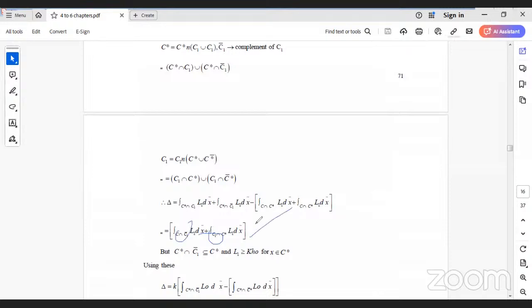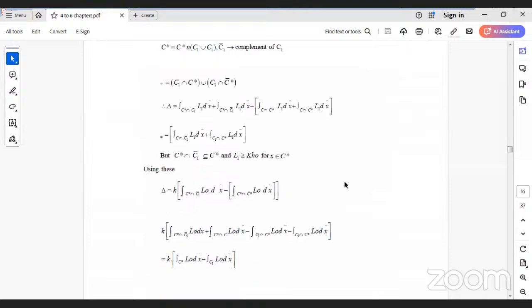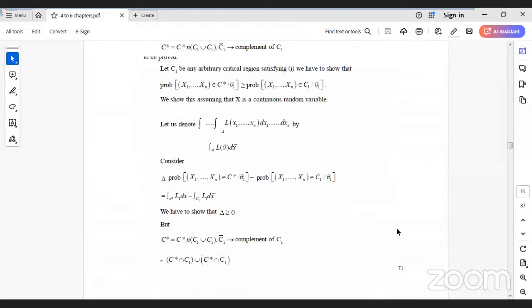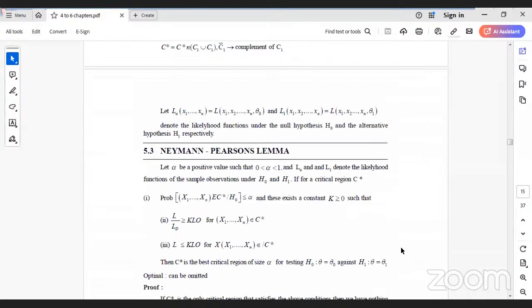So C star intersection C1 bar is not equal to C star, and L1 greater than or equal to k L0 for x belongs to C star. Using this, delta is equal to k, integration of C star, integration of C1. So integration of C star L0 dx and L0 dx integration of C1. So therefore k constant by this was integration of C L0 dx, integration of C1 L0 dx. So this is the condition for the Neyman-Pearson lemma. So this is the condition of the critical region.